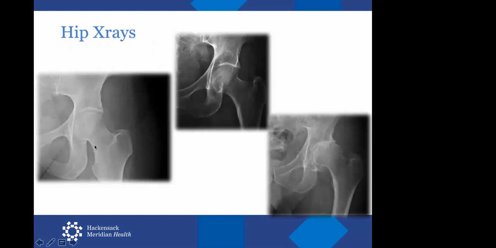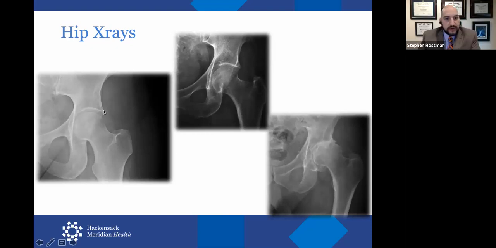So again, I love pictures. If you look at the picture on the left here, this is a normal hip. It's a ball and socket. There's your ball in the center and there's your socket. And then this black curve right in between, that's your cartilage. This is a very nice joint space. This person has no arthritis.